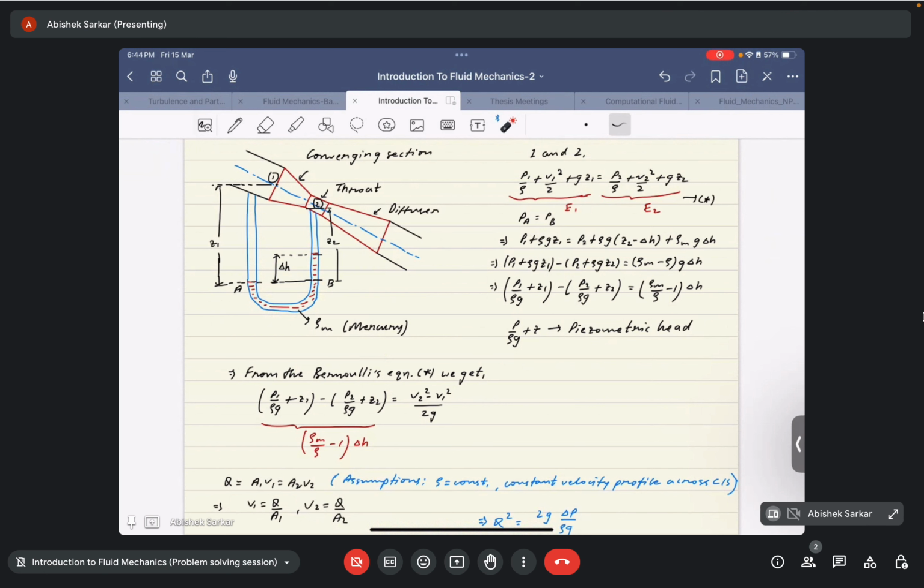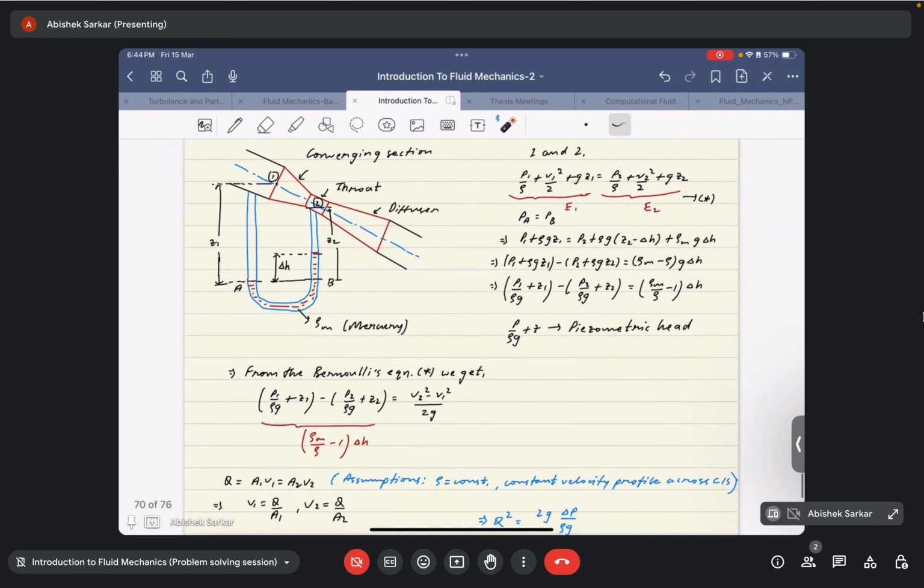Now if we use the principle of manometry, we know that point A and point B will have the same pressure because they are at the same elevation level. Then we can write the necessary steps to measure the net pressure because of the liquid column above these two points, considering A, B to be the datum, to find that P1 by rho g plus Z1 minus P2 by rho g plus Z2 is equal to the density of mercury upon the density of the fluid minus 1 into delta H, where delta H is basically the difference in the height of the mercury with respect to the datum.